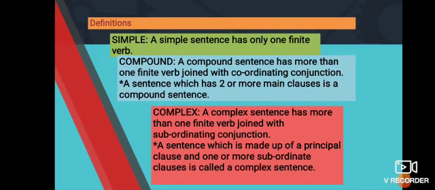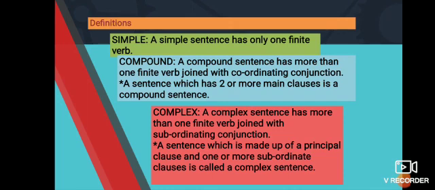Another definition, in other words: a sentence that has two or more main clauses. Now, this was also taught to you, what is a main clause and what is a subordinate clause. A main clause or independent clause is a clause that can stand on its own and make meaning on its own. They are also called principal clauses. So, a sentence which has two or more main, principal or independent clauses is called a compound sentence.